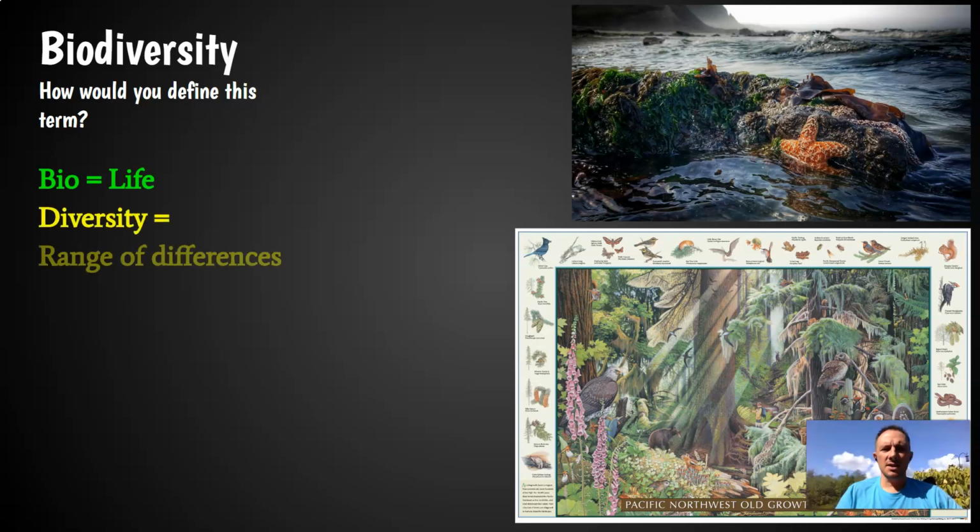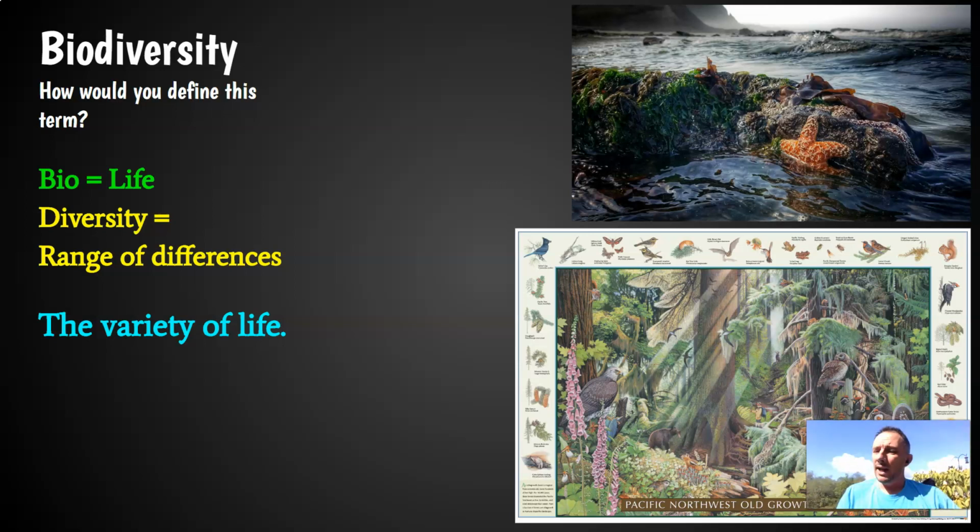Diversity really means differences, but a range of differences. So thinking more of variety, and that leads to the idea that biodiversity in and of itself is really the variety of life. So when we study biodiversity, we're studying not just an individual organism, but the variety of organisms within an ecosystem.